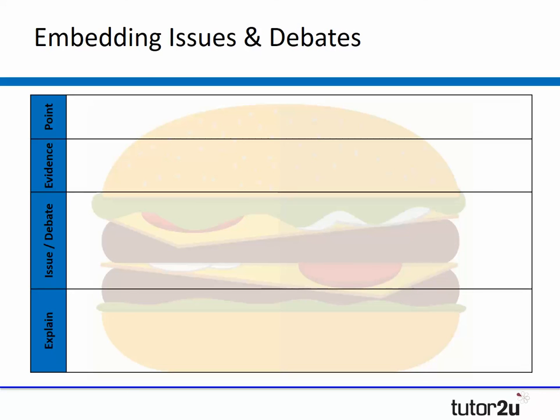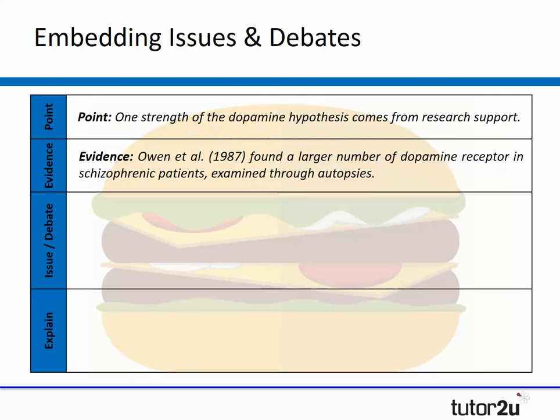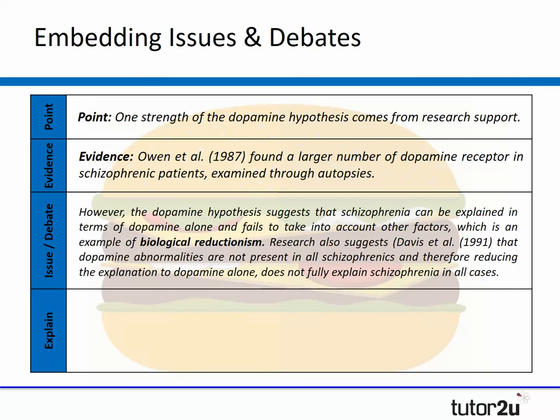So what you want them to do is to embed it before they explain and summarise their evaluation point. Let's imagine we've got the point and the evidence and they're the same. Strength of the dopamine hypothesis comes from research support. Owen et al. found a larger number of dopamine receptors in schizophrenic patients examined through autopsies. We then bring in the issue and debate. We're not explaining it, we need to embed it into the point properly.